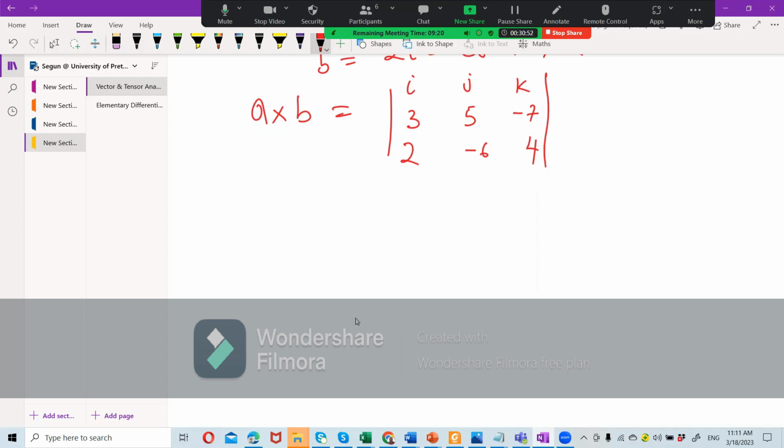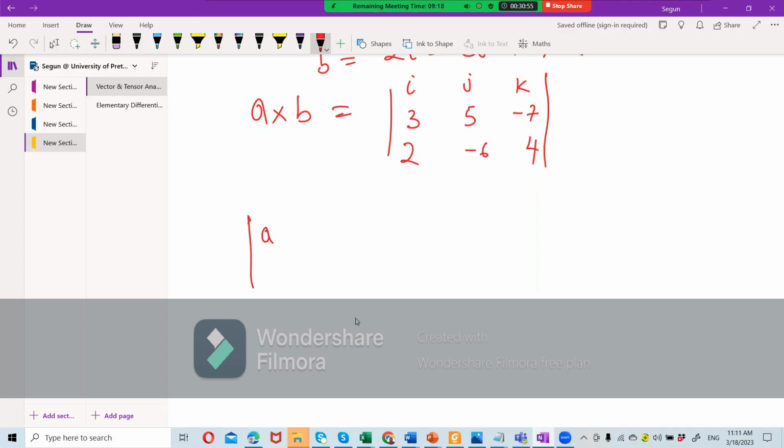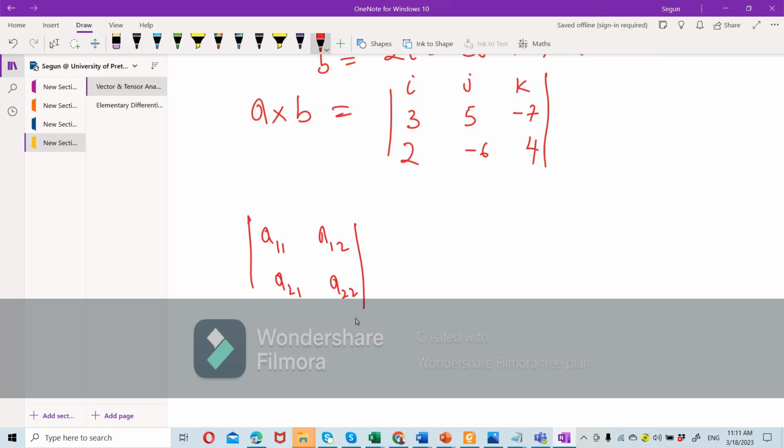When you have a matrix called A11, A12, A21, A22, who can tell us the dimension of this?